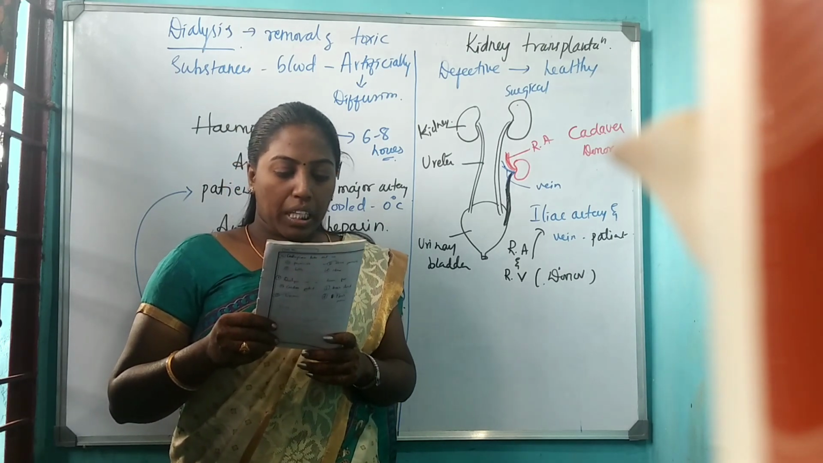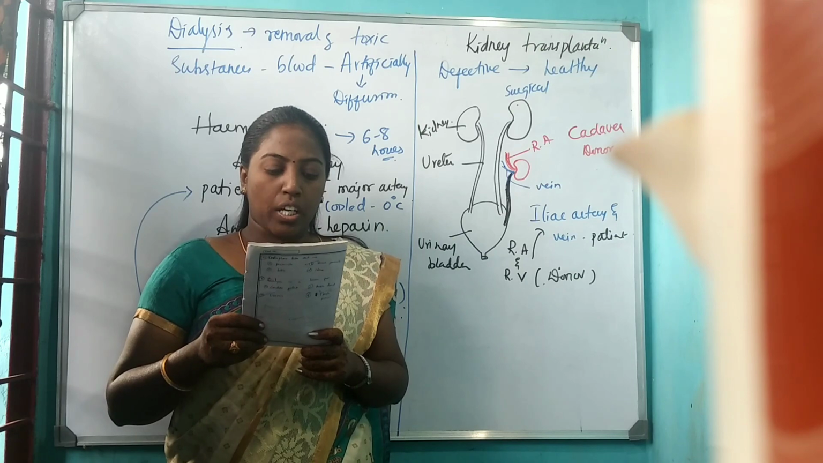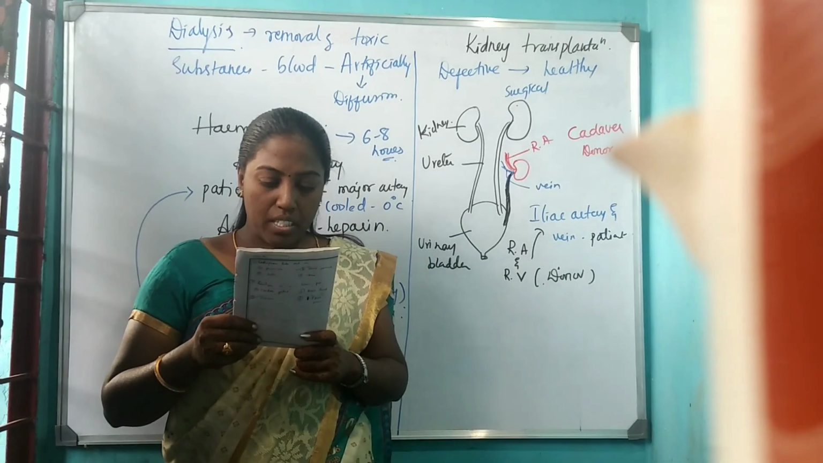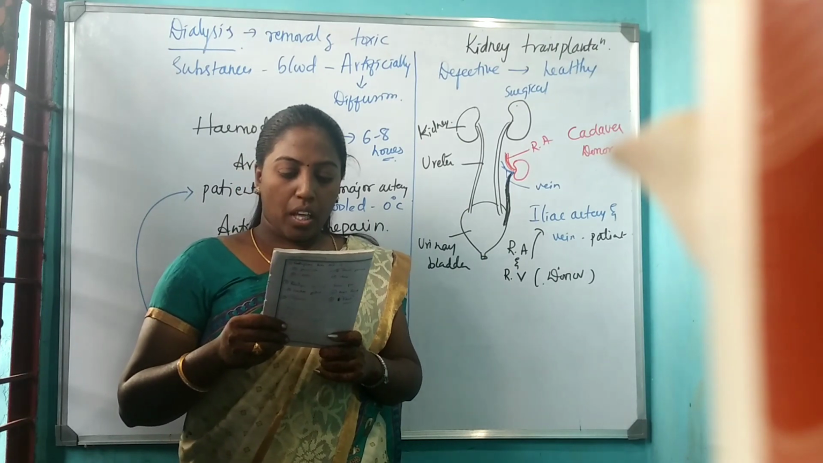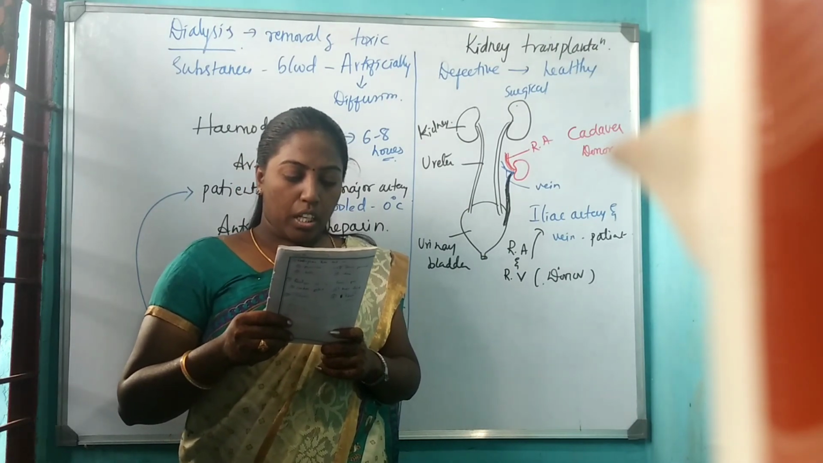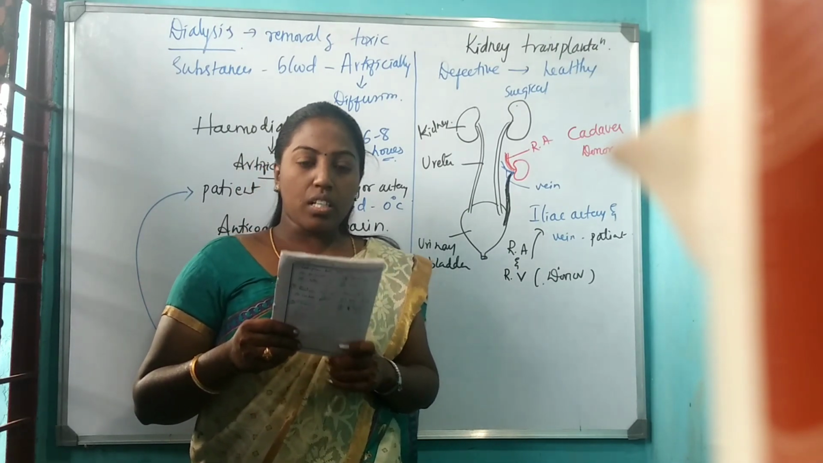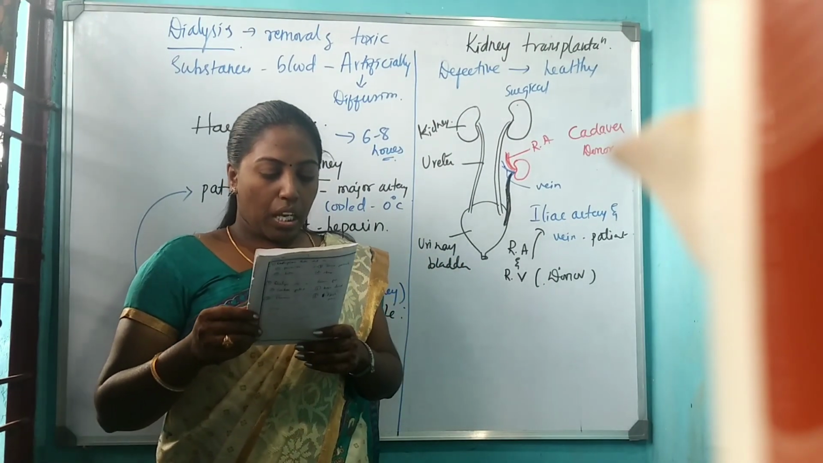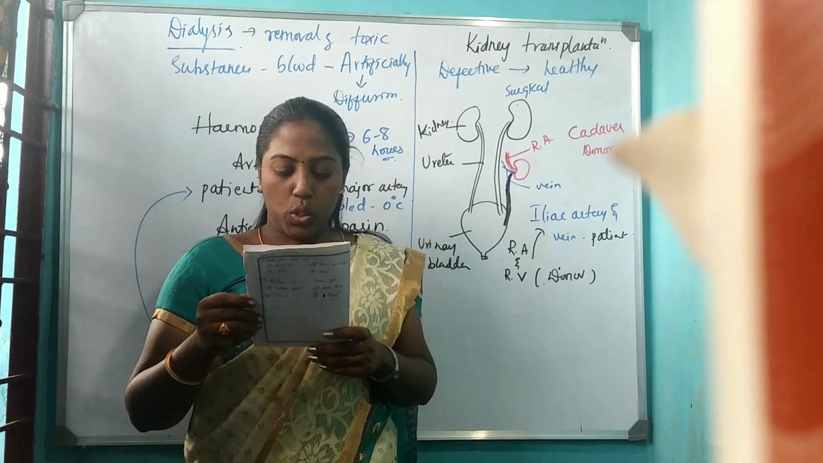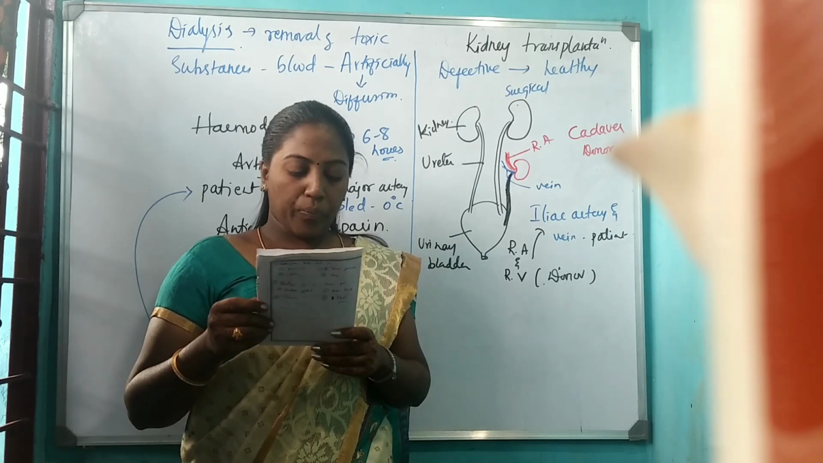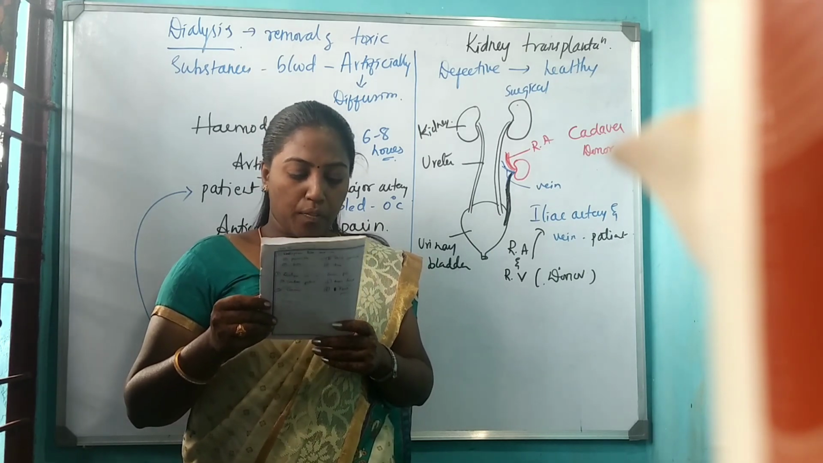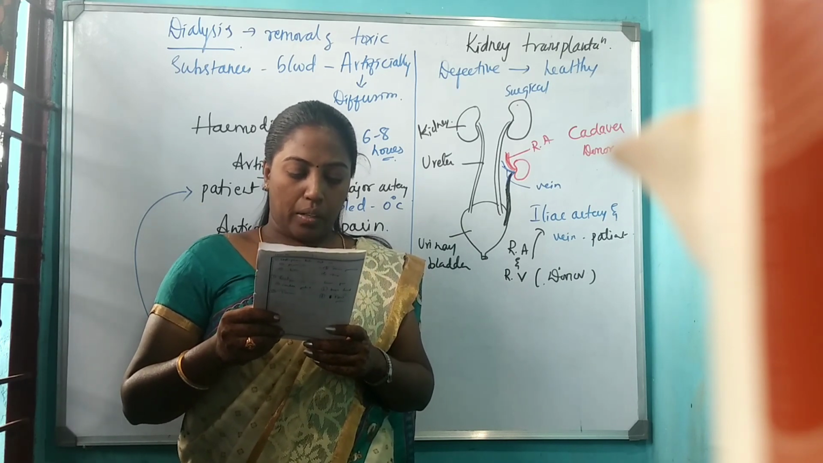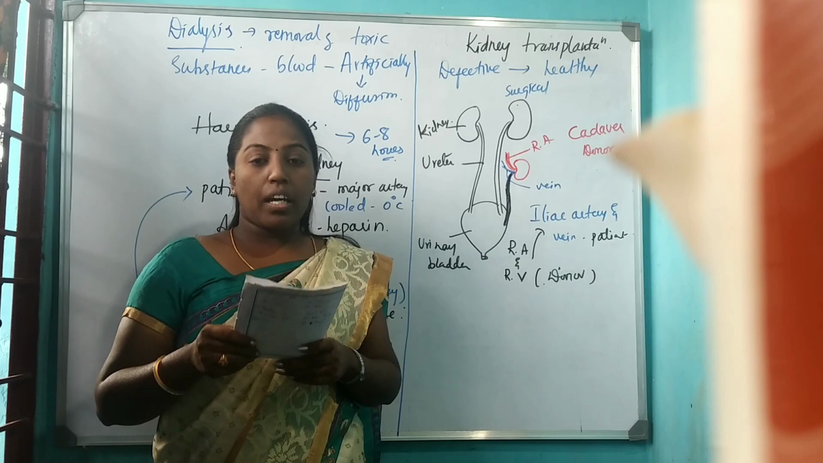Dialysis is done when the person is suffering from diabetes, uremia, polyuria or lymphocytosis. It is uremia, B is the option. Next, dialysis is based on the principle of diffusion, filtration, ultrafiltration or none. The answer is diffusion.